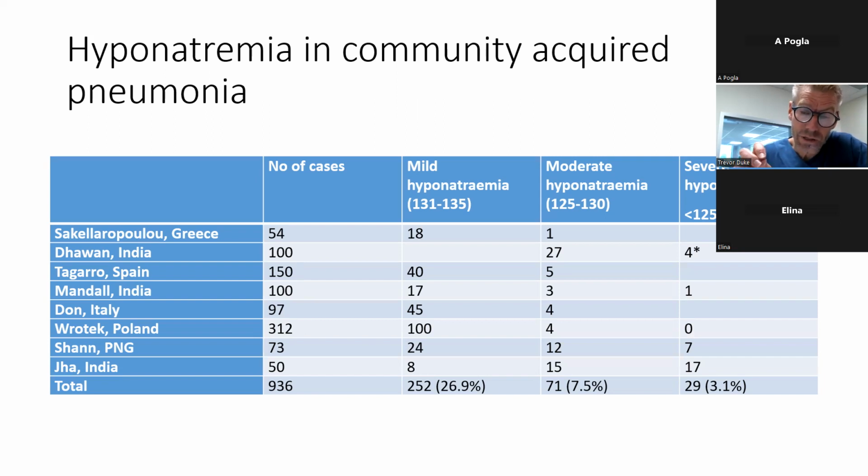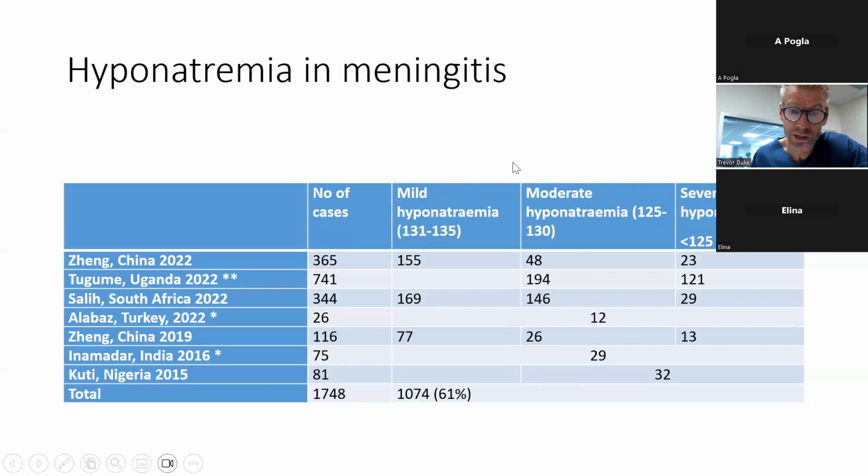And it's associated with worse outcomes. The worse the pneumonia, the more likely they are to have hyponatremia, and I'll explain why that is in a little while. Similarly, in meningitis, the frequency of hyponatremia is even more. Some sort of hyponatremia occurs in 60% of children with meningitis. It might be mild, moderate, or severe, but it's at least 60% of all children with meningitis.